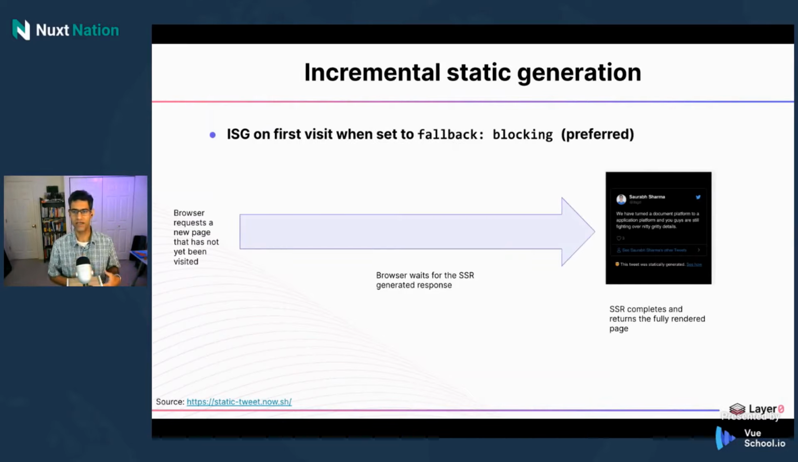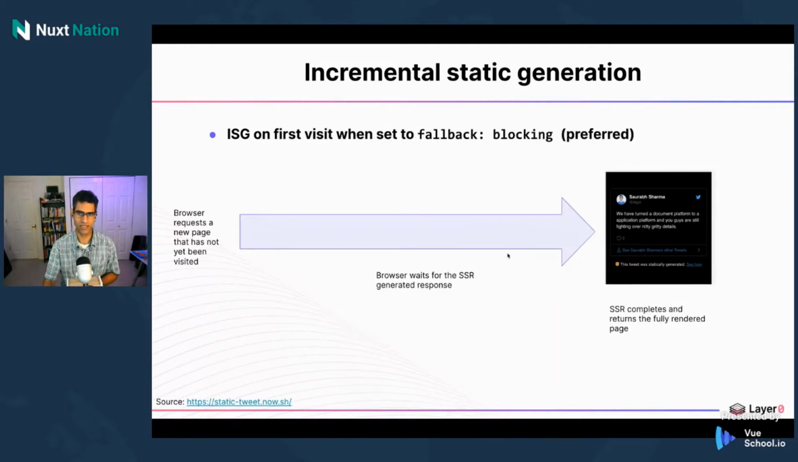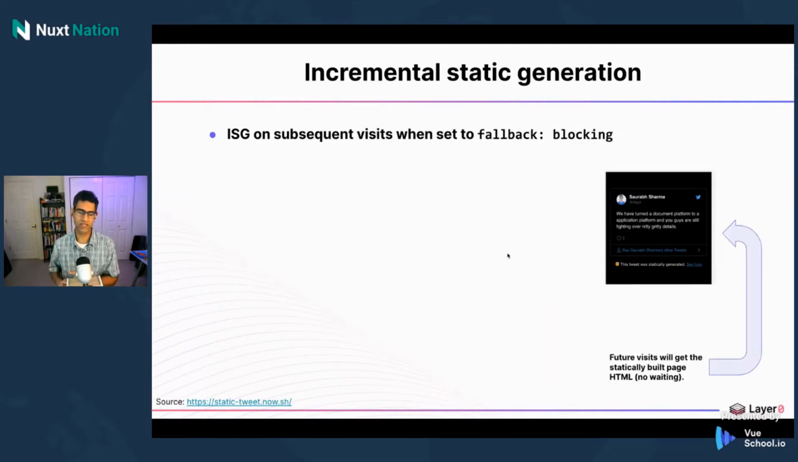Fallback blocking is now the preferred method. They unveiled it a little later. The difference with fallback blocking is that when a user requests a page that hasn't been visited, the browser just basically waits for the generated response. The reason they did this is because a lot of bots had challenges dealing with JavaScript on the page with this placeholder and then loading the appropriate content. But just like with fallback true, any future visits get the statically built page with no waiting, and you get those really fast time to first byte times.